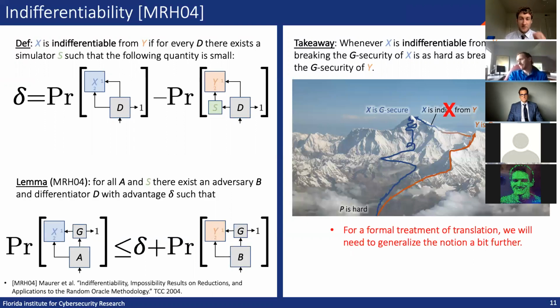However, this particular notion, which I'll remind you is the usual notion of indifferentiability, is not yet suitable for a formal treatment of secure translation. Indifferentiability is normally used to reason about fairly simple objects, like hash functions or block ciphers. The objects that we're interested in studying, authenticated key exchange, for example, are much more complex. And to deal with this complexity, we'll need to generalize the notion a bit further.